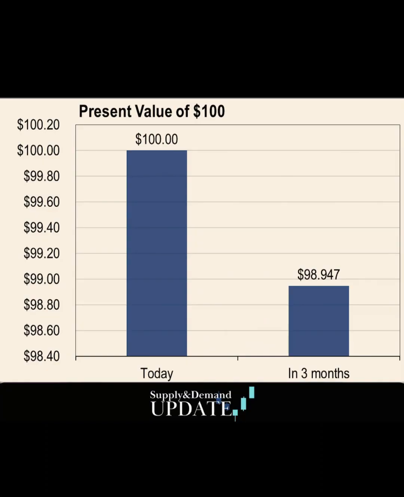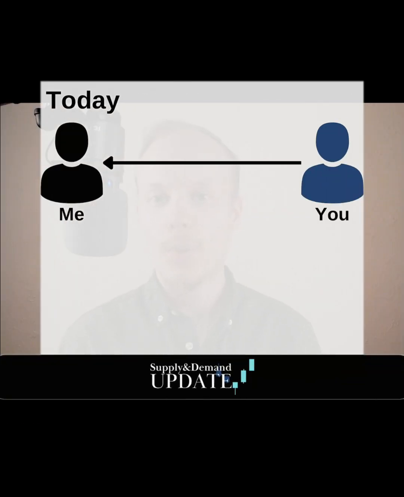Time value of money is one of the most important and first lessons of finance, and it boils down to this. $100 today is better and worth more than $100 3 months in the future. So for example, I come to you and I want to borrow your $100 for 3 months. Now, when I borrow that money, I'm depriving you of the utility of whatever it is that you would buy right now if I weren't using that money. And so you may take this deal, but it's going to cost me.